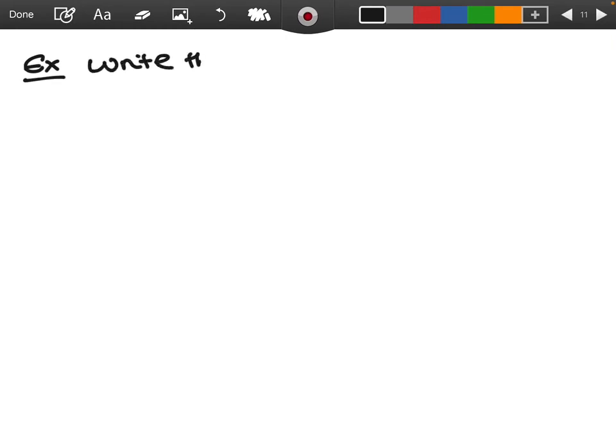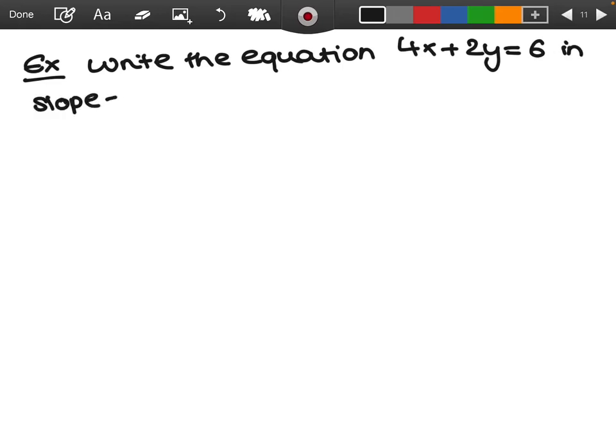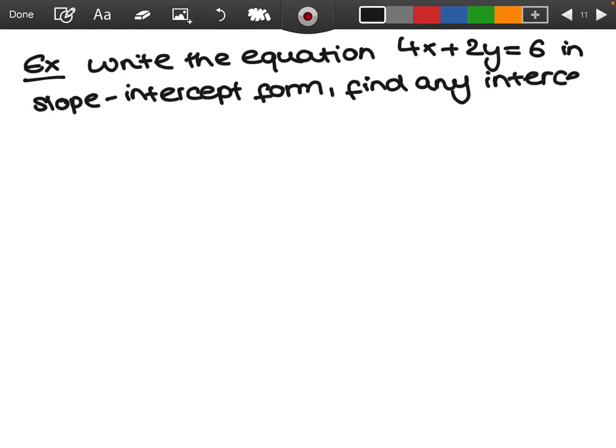So write the equation 4x plus 2y equals 6 in slope-intercept form. And then we're going to go a step further. We're going to find any intercepts of this particular line, so any x and y intercepts. And we're also going to do a quick sketch of the graph. So find any intercepts and sketch the graph.